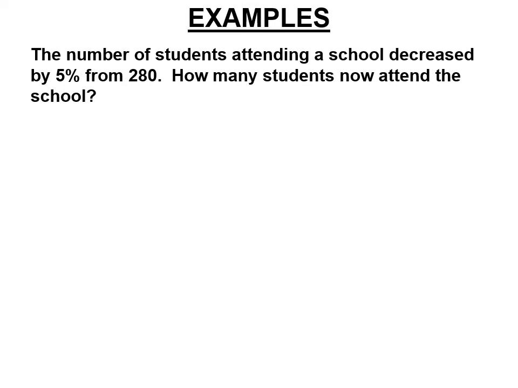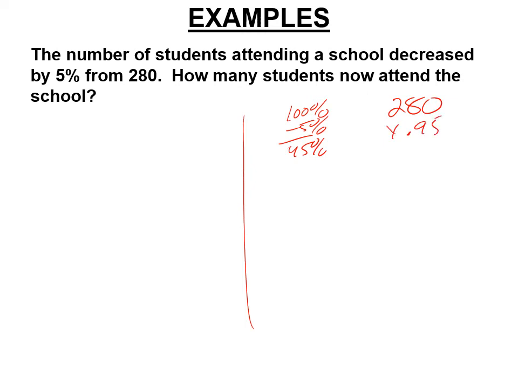The number of students attending a school decreased by 5% from 280. How many students now attend the school? Okay, so we'll do it 2 ways, right? 100% minus 5%, hopefully you realize, is 95%. So all I have to do is 280 times 0.95, that's a 9 there.